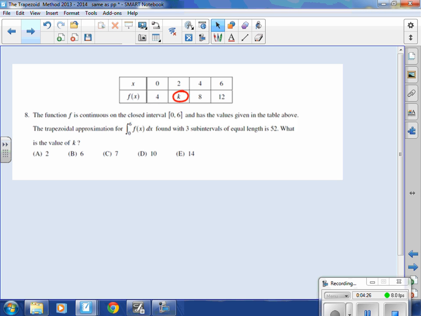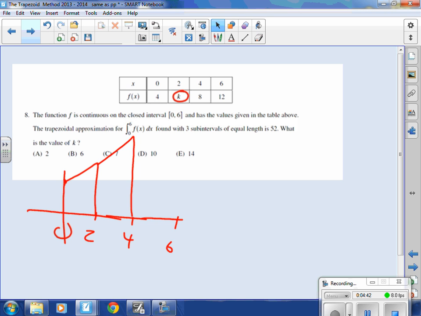So graphically, we're looking at something like this. We're going to go from 0 to 2, 2 to 4, 4 to 6, and we're going to draw a trapezoid from 0, 4 up to 2, k. So there's my first trapezoid. The second one goes from 4 up to 8, and the third one goes up to 6, 12. And the question turns out to be, what's the value of k?